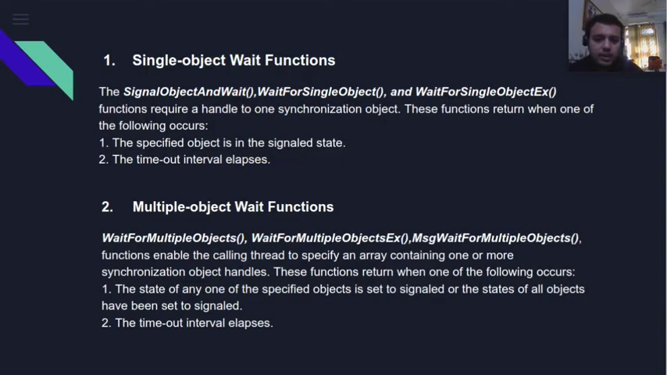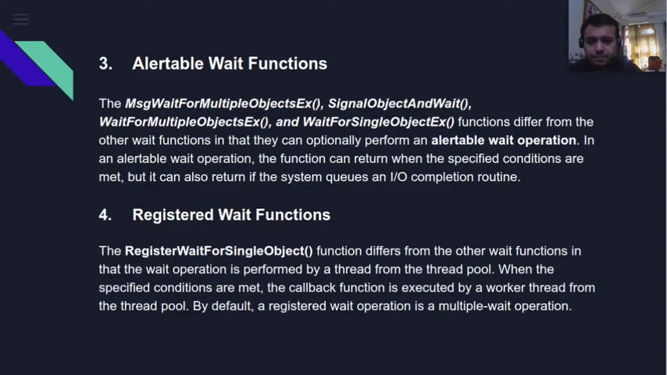Single object wait functions require a handle to one synchronization object. These functions return when the specified object is in the signaled state or the timeout interval elapses. Multiple object wait functions enable the calling thread to specify an array containing one or more synchronization object handles. These functions return when the state of any one of the specified objects is set to signaled, or the states of all objects have been set to signaled, or the timeout interval elapses.